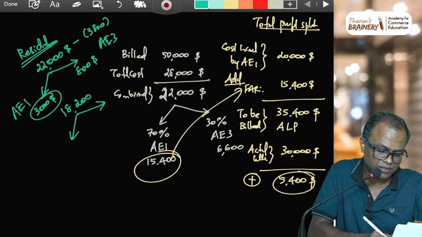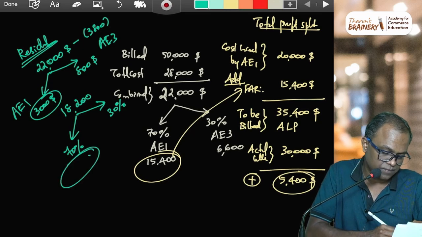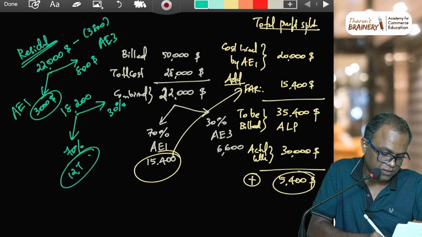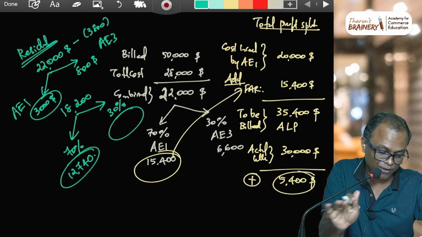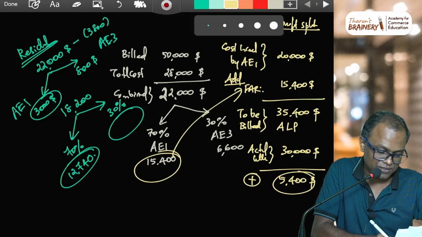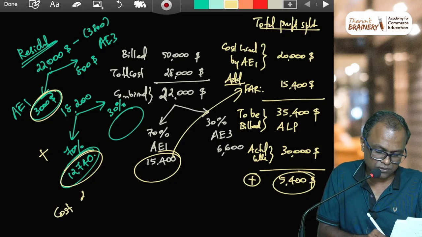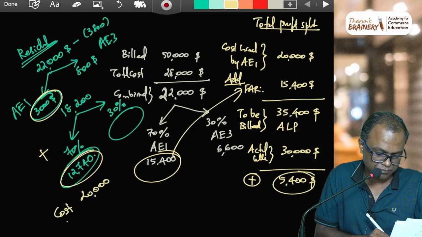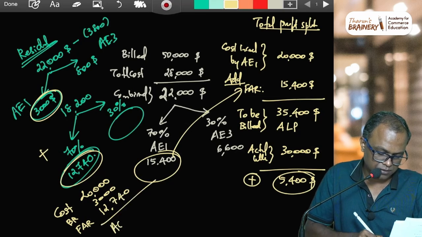That should be again split based on FAR ratio 70/30. So 18,200 into 70%, 12,740, right? And here that's actually not required. 12,740, that's enough. So this plus this added to cost. So cost given $20,000 and basic return profit 3,000. FAR profit to be received 12,740. Therefore, arm's length price to be billed how much?